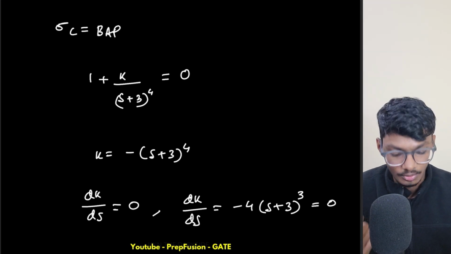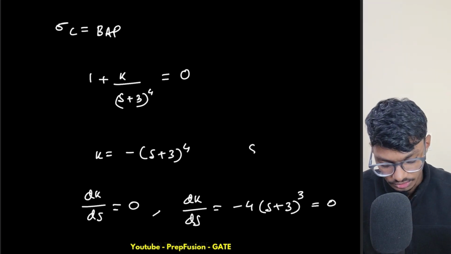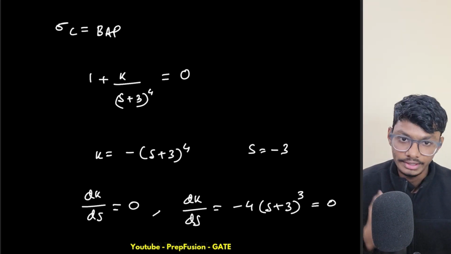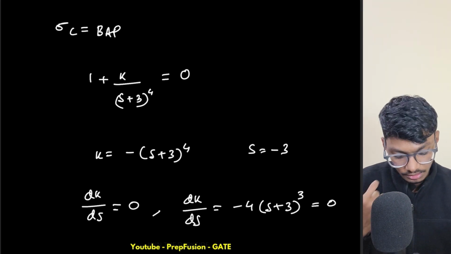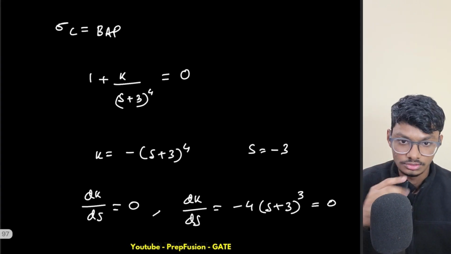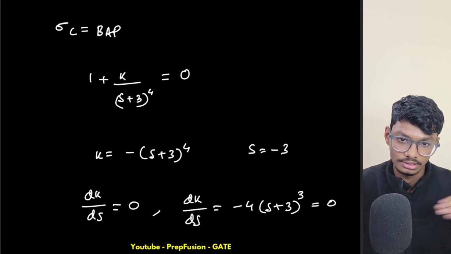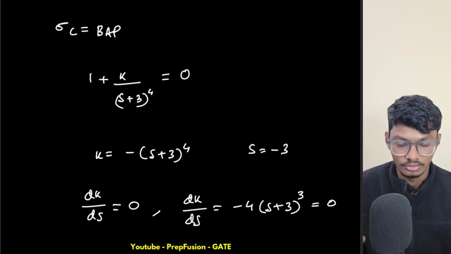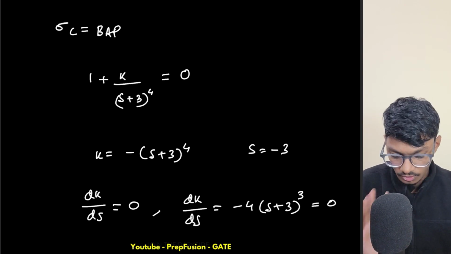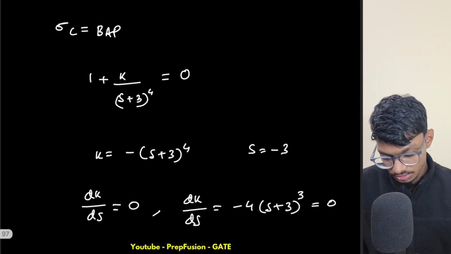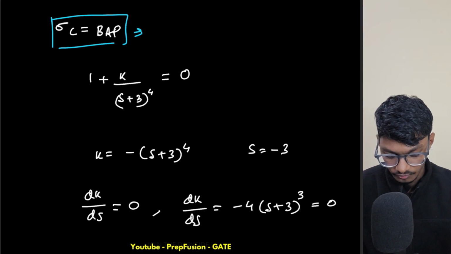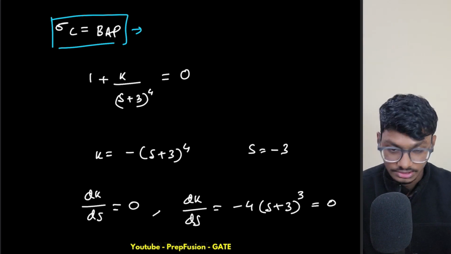So how many points do I have? S equals minus 3, right? At s equals minus 3, I will get 2 breakaway points. Why? Because there are 4 branches, right? So 2 branches will break away, and then the other 2 branches also will break away. So s equals minus 3 is a breakaway point. You can understand from here also, if you want to prove. Whenever this is true, this is just a concept.